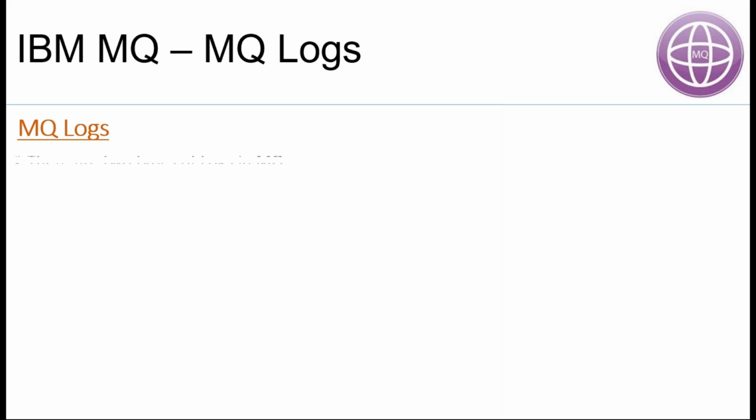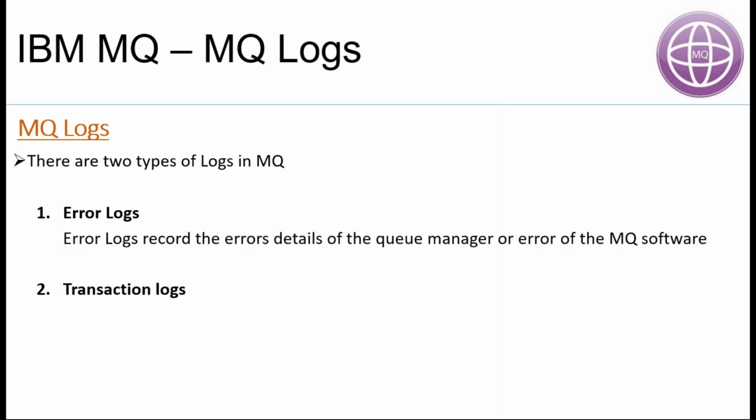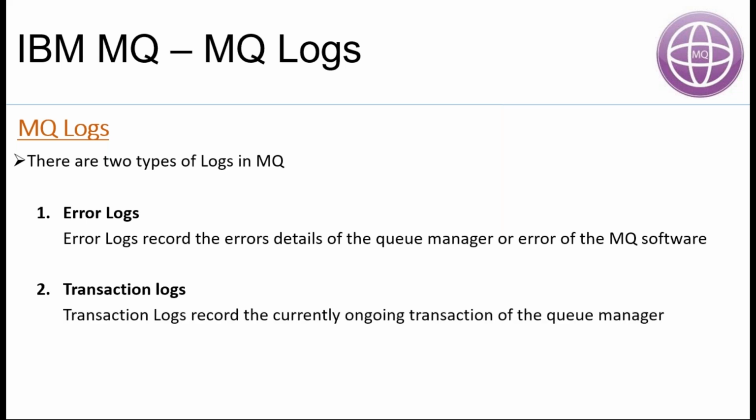Okay. So, MQ logs. There are two types of logs in MQ: error logs and transaction logs. As the name says, the error log records the error details of a queue manager or errors of the MQ software. It means if any error happened at the queue manager level, or if any error happened at the MQ software level in the server, that will be recorded in the MQ error log files. And coming to the transaction logs, as the name says, the transaction log records the currently ongoing transactions of the queue manager. In today's session, we are going to concentrate on the error logs.